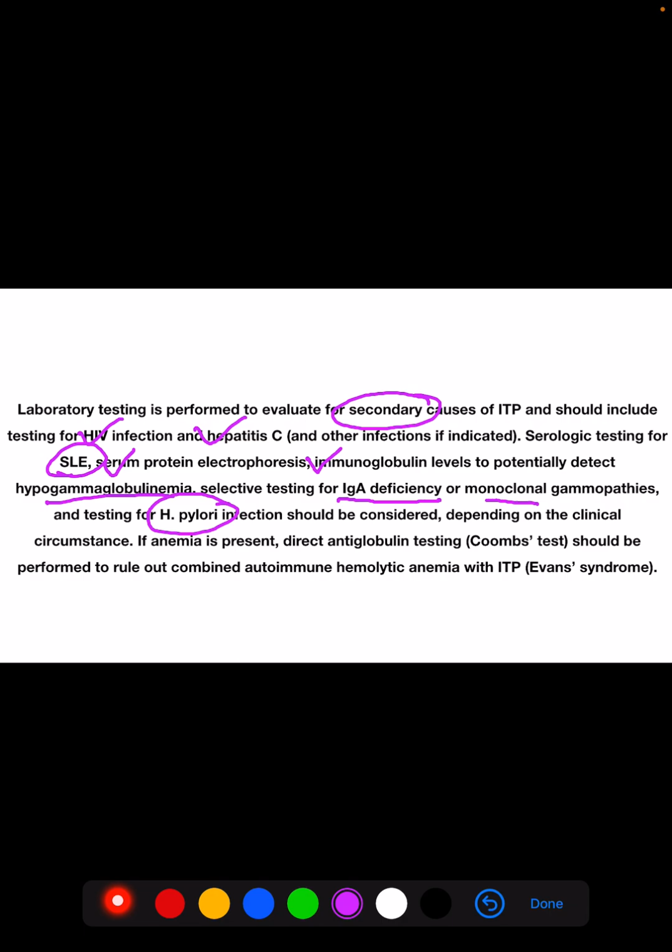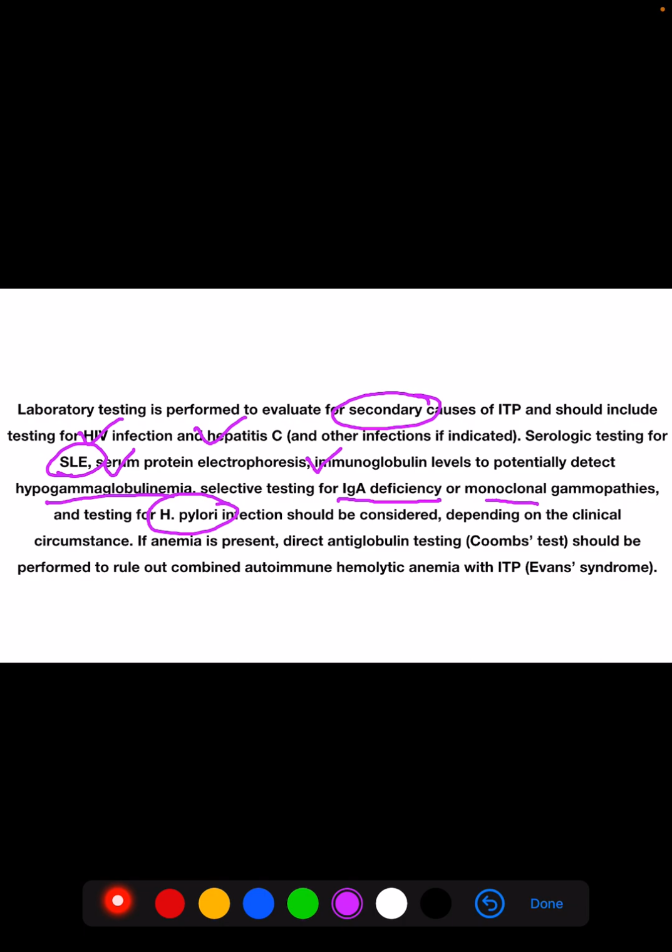So what are the other tests that we can order? We can order HIV, hepatitis C, SLE, serum protein electrophoresis or immunoglobulin levels to detect hypogammaglobulinemia or selective IgA deficiency, and depending on the clinical situation, even testing for H. pylori infection is also considered.